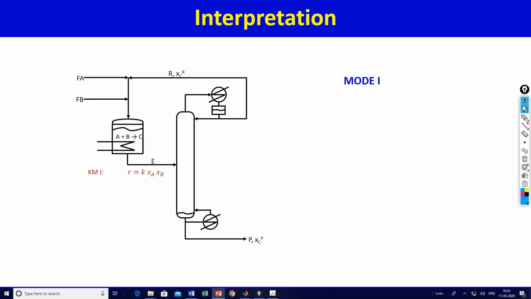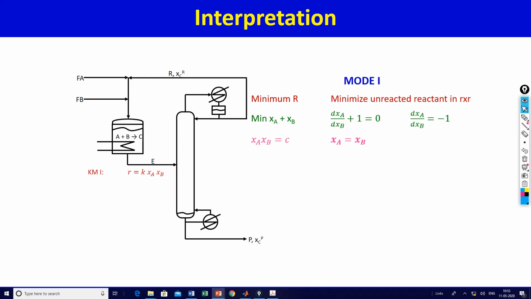Now, interpretation. Mode 1. What is mode 1? Production is fixed. You want to minimize the recycle rate. If you want to minimize the recycle rate, then obviously the A plus B concentration in the reactor should be minimum, because recycle is essentially A plus B. So to minimize A plus B reactor concentration, you want to minimize xA plus xB. What that gives is dxA/dxB is equal to -1. And then of course xA times xB is equal to constant. What that gives is xA is equal to xB.